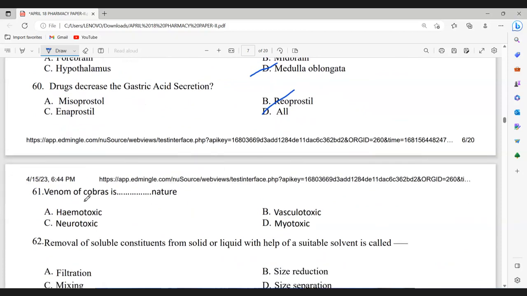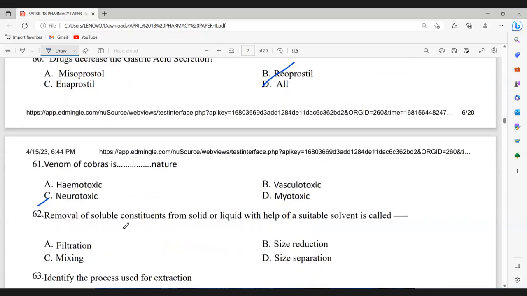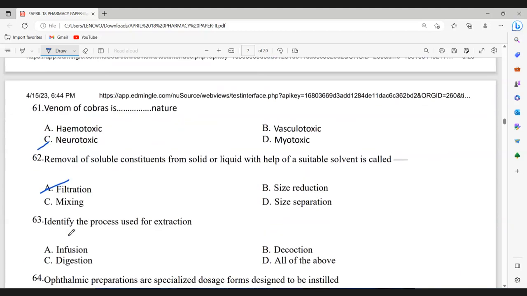Then venom of cobras is dash in nature. It is a repeated question. It is neurotoxic in nature. Then removal of soluble constituents from solid or liquid with the help of a suitable solvent is known as, this is a direct question, it is known as filtration.